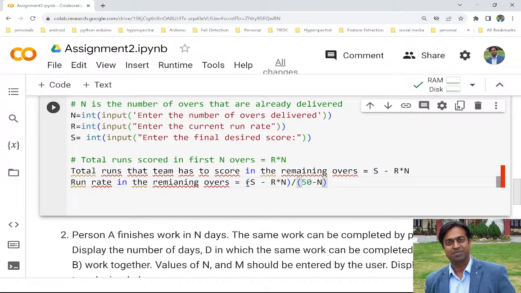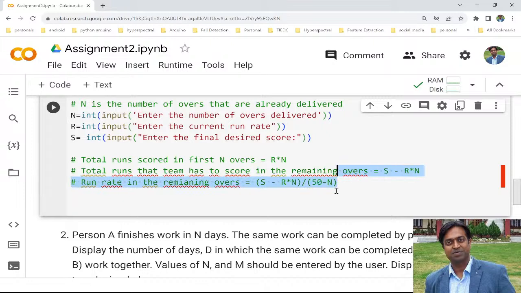So the run rate in the remaining 50 minus n overs should be total runs to be scored divided by total overs left. This is going to give us the run rate with which the team should score in the remaining overs. Let me make it a comment again, because it is the instruction for the audience. Now I just have to put this in the programming code.